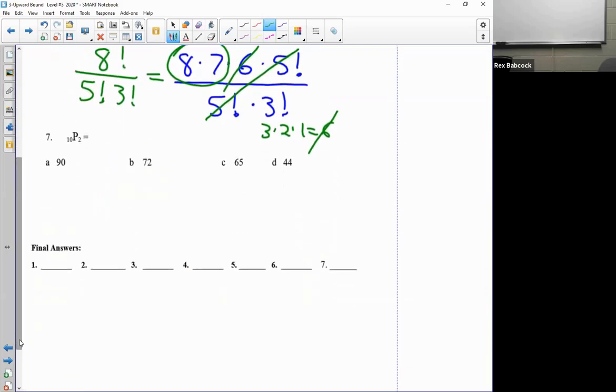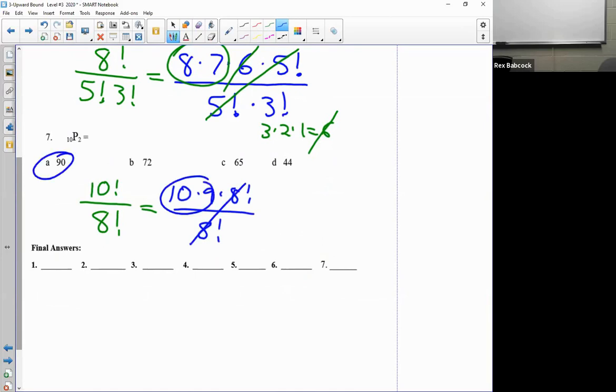And the last one is a permutation. That's 10 factorial over 8 factorial. If I was doing this by hand, I'd say 10 times 9 times 8 factorial over 8 factorial. They cancel, and the answer is 90. Again, I could do it on the calculator if I made it look just like this.